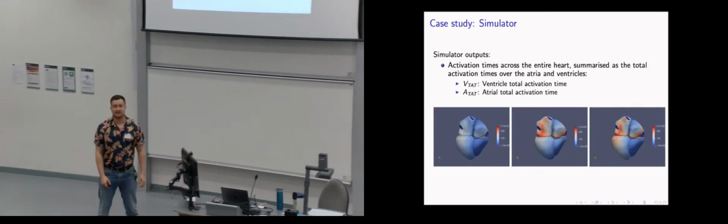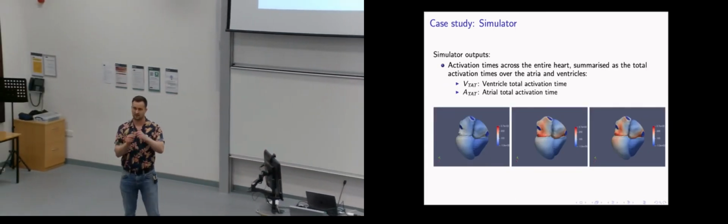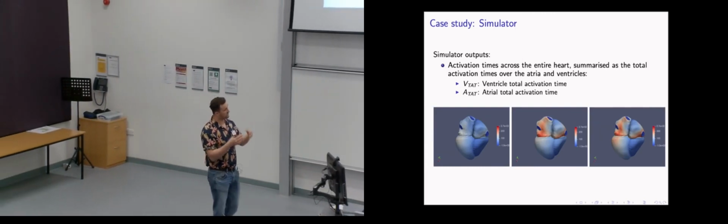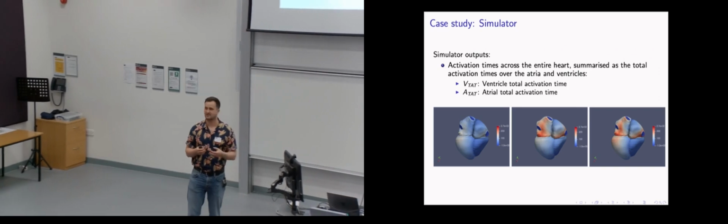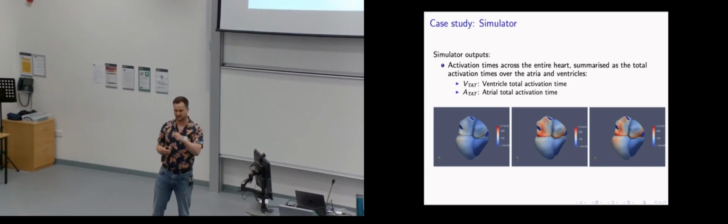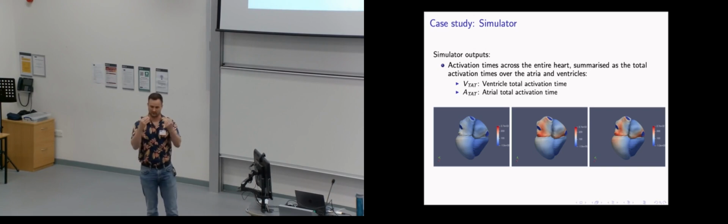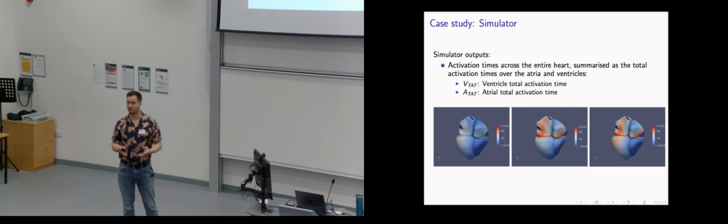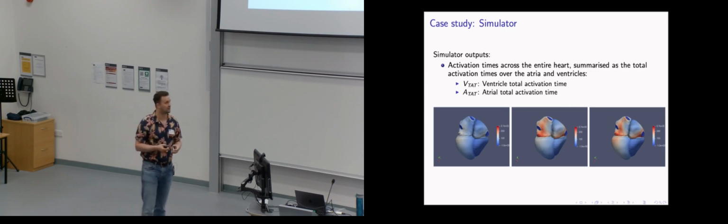So the simulator outputs, like I say, are these activation times. That's the time from origin to where you are on the heart. We simplified that down into the total activation times, the time from the start of the wave to the end of the wave, when it hits the last piece of the heart. Then we separate that between the ventricles and the atria. So we have the total activation times of the ventricles and of the atria, the two simulator outputs that we care about.